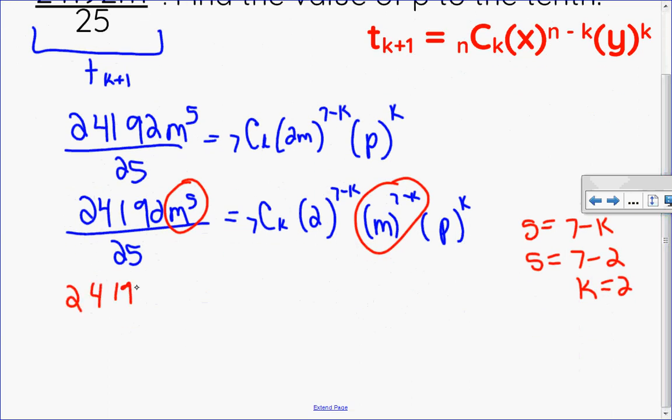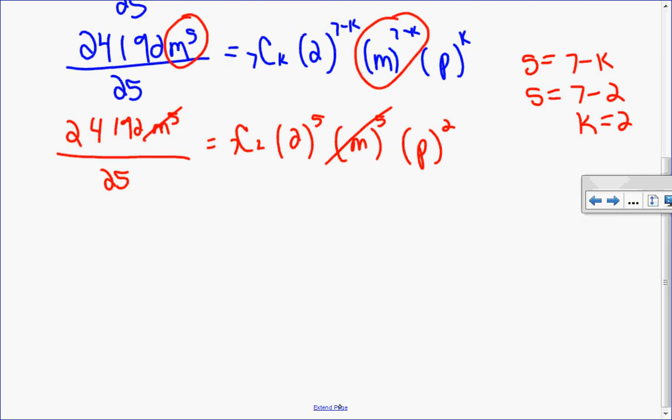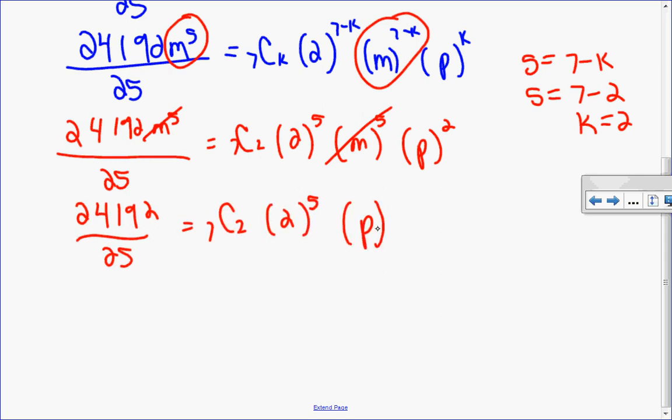So 24,192 m exponent 5 all over 25 equals 7c2, 2 to the 7 minus 2 is 5, m to the 7 minus 2 is 5, p to the 2. So again, I see m exponent 5 on both sides. So now I can just focus in on my numbers. So 24,192 over 25 equals 7c2 times 2 exponent 5 times p squared.